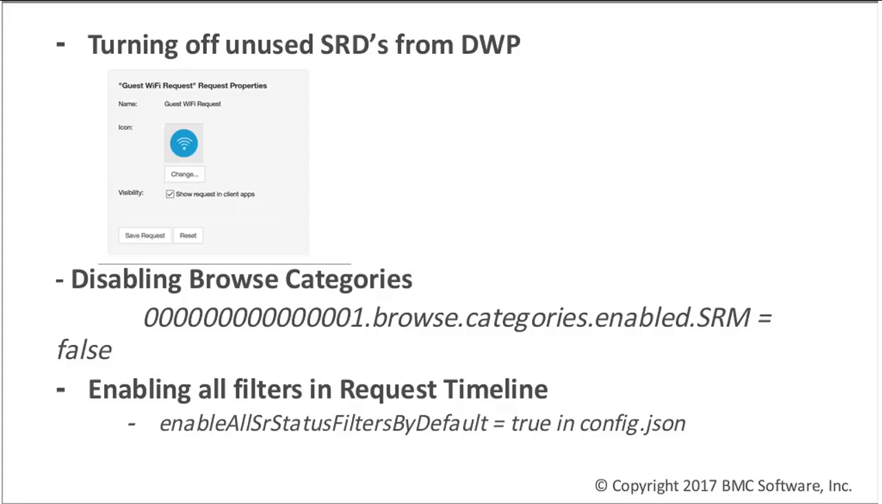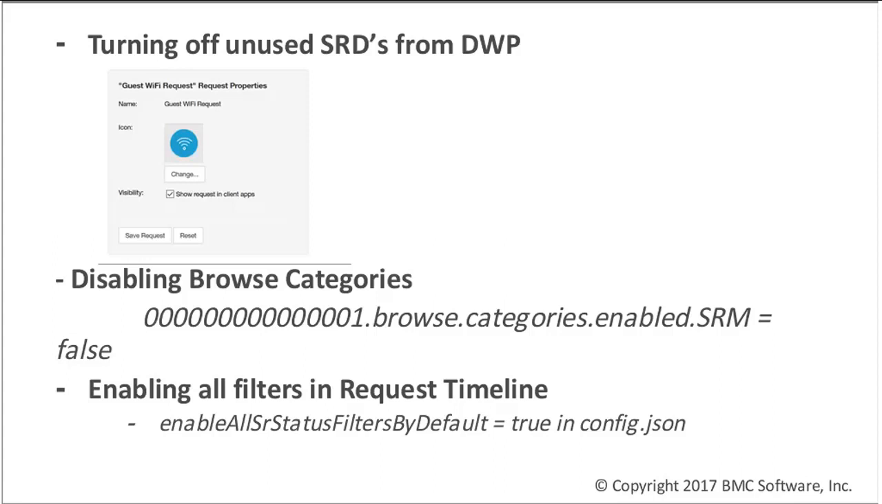But let's say a customer thinks that the category option is not really needed, because whatever SRDs they have are all defined correctly in the catalog section, and the ones that are not frequently used, users can find through search. Then you could disable browse categories using this property.